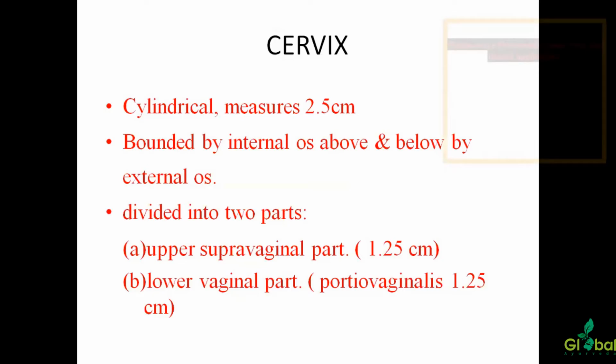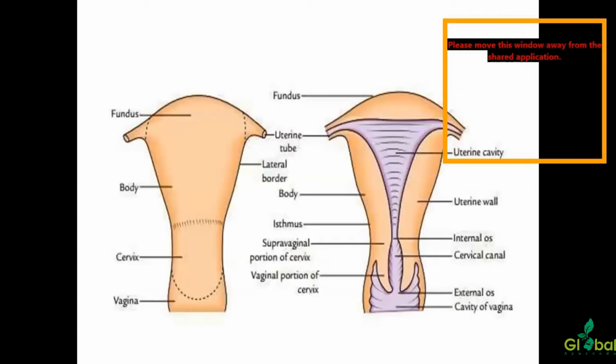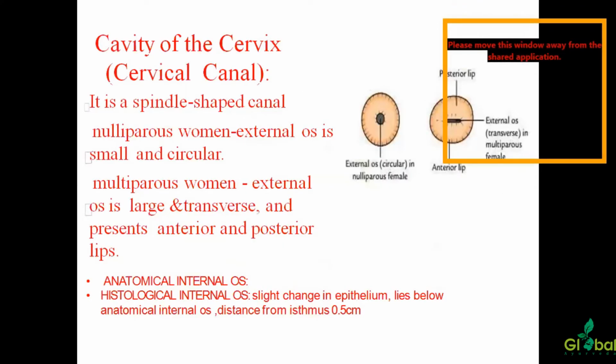Then coming to the cervix, we know the cervix is cylindrical and it measures 2.5 centimeter. It is bounded by the internal os above and below by the external os, and it is divided into two parts: the upper supravaginal part and below, the vaginal part. Okay, this is a picture showing the different parts of the cervix. Then the cavity of the cervix is a spindle-shaped canal.